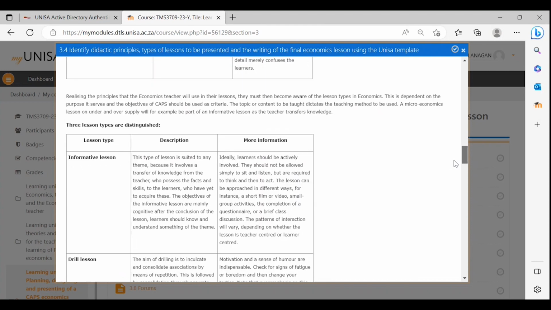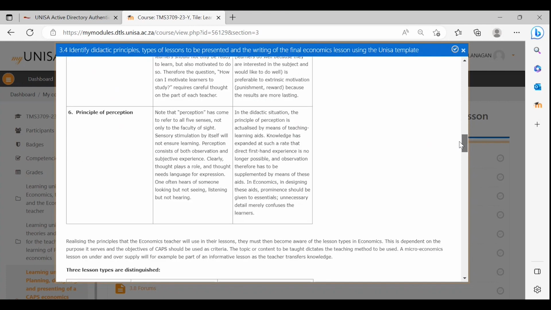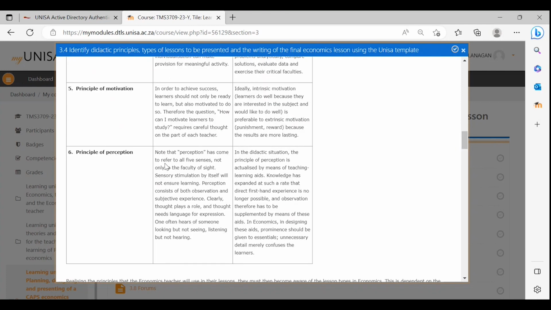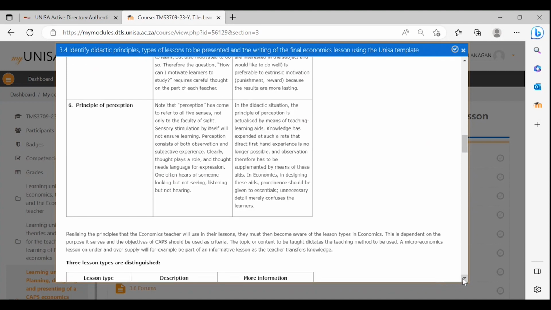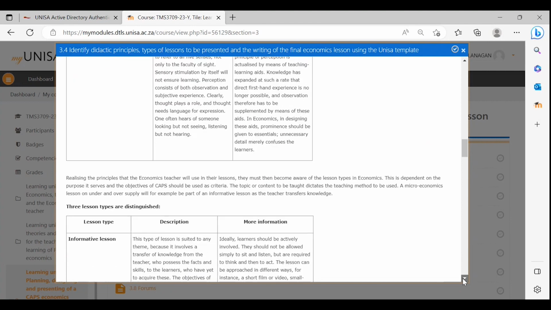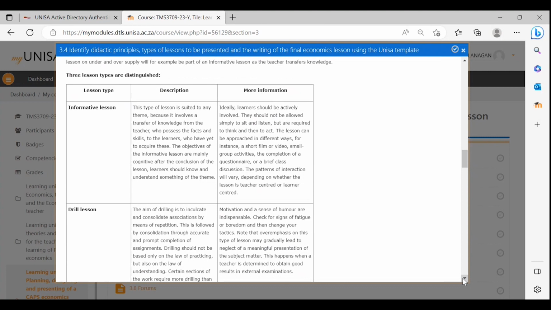Then the 3 lesson types. And as I said before, these principles are important also for assessment number 3, for when you have to do multiple choice questions. The lesson types that you need to be aware of: the informative lesson. This lesson is suited to anything because it involves a transfer of knowledge from the teacher who possesses the facts and skills to the learners who have not yet acquired these.